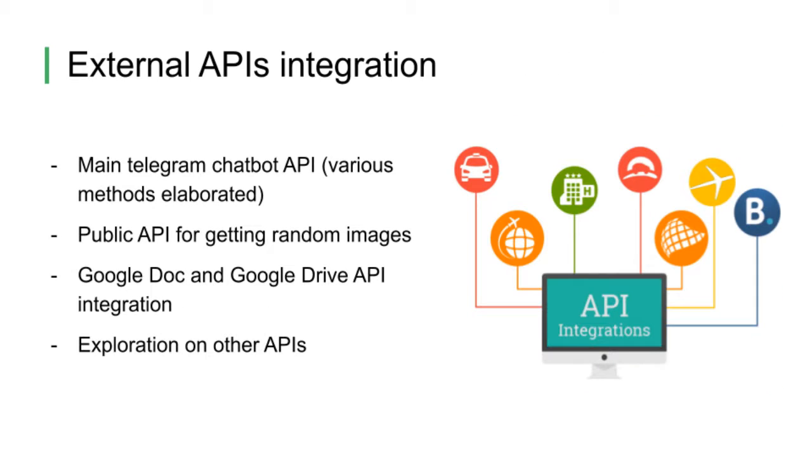Second, engaging external API integration. The main thing for our program is to teach them how to use the Telegram Chatbots API. We have introduced various methods, and we also show them how to use public APIs. For example, we use the case of getting a random image. Other than public APIs, we also show how to engage proprietary APIs such as the Google Docs and Google Drive API. After finishing that part, they will be able to read data from Google Sheets, and they will be able to post data into Google Sheets.